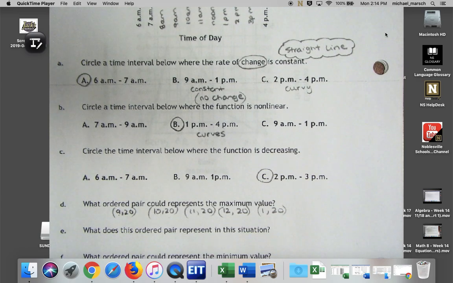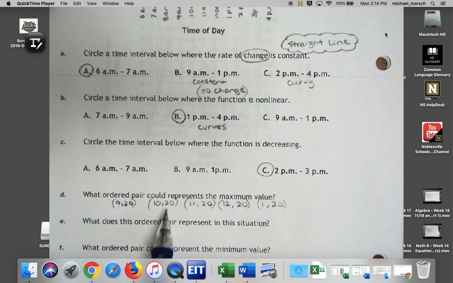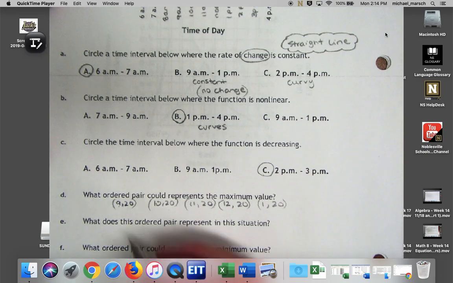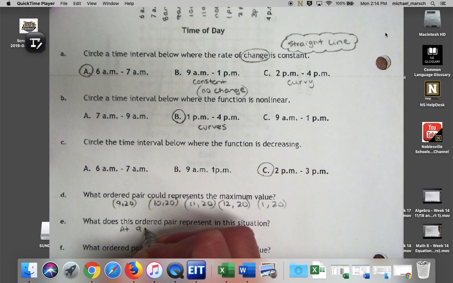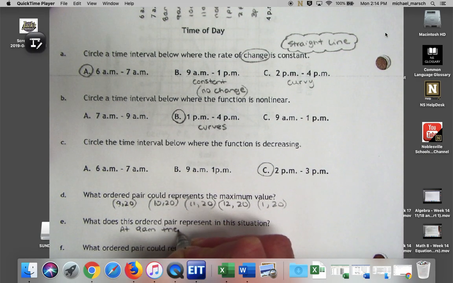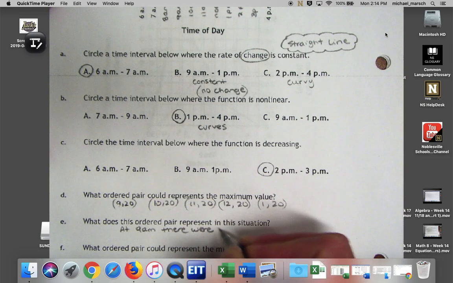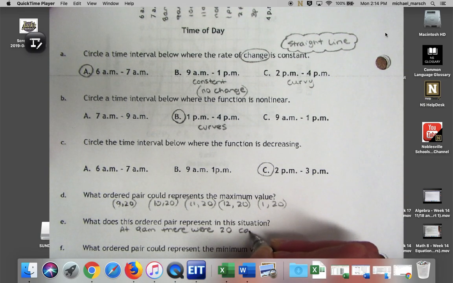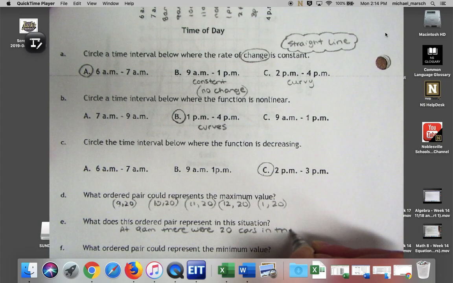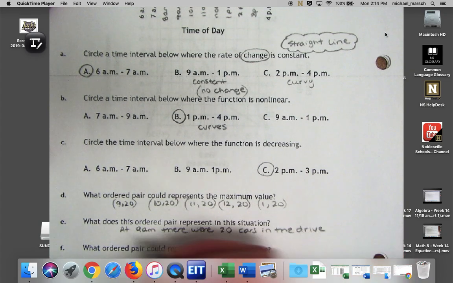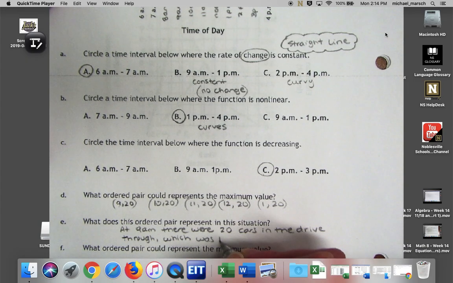You only have to put one. I'm just showing you all the possibilities. What does that mean? It has the most cars throughout the day. Yeah, so at 9 a.m., there were 20 cars in the drive-thru, which was the maximum.